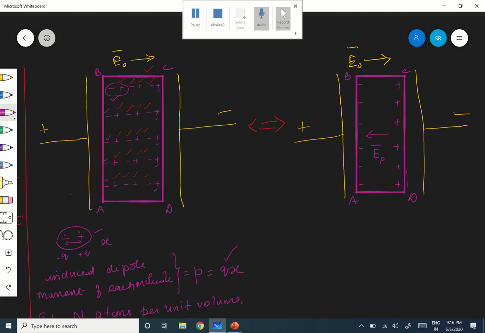Okay. Therefore, the induced charges are at the extreme ends. That is, negatives at AB and all the positive charges at the CD. In between, all cancel. Therefore, it produces an electric field. This electric field is because of that polarization. Okay. Therefore, the direction will be just from right to left. It is opposite to E naught. Okay, therefore EP and E naught are in opposite direction. Therefore now, are you following?